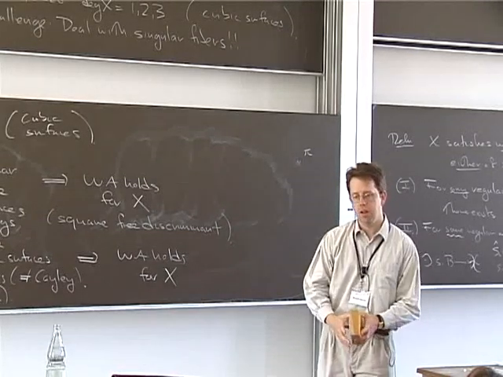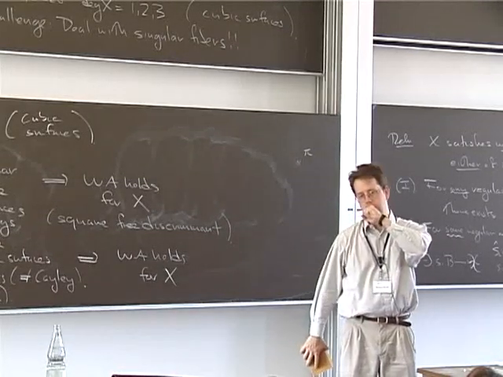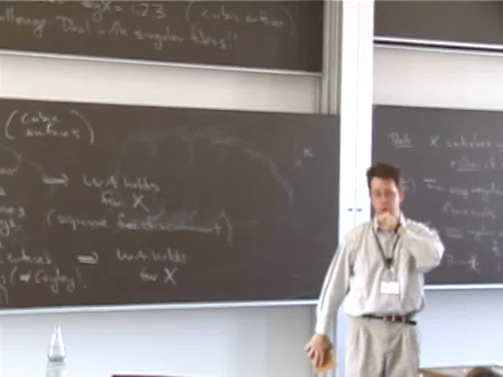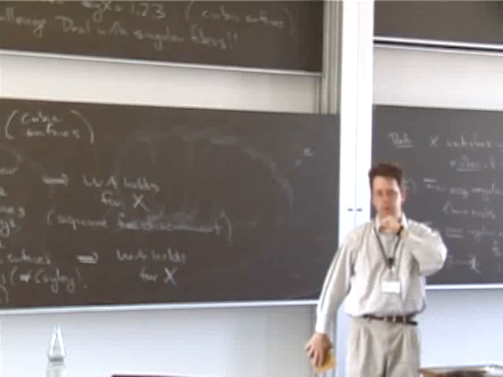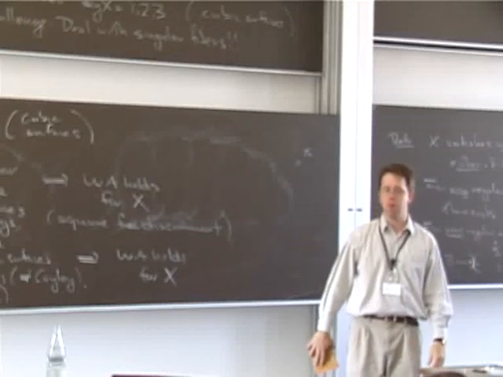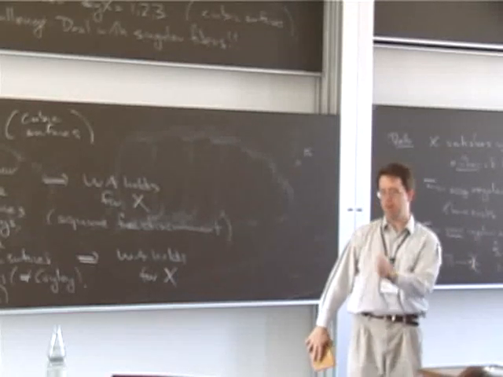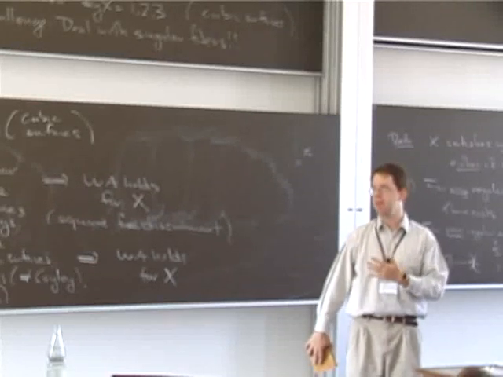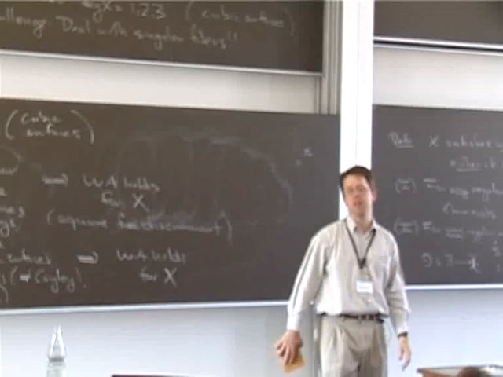Another question. Do you know cases where weak approximation does not hold? Not for rationally connected varieties over function fields of curves. I mean, there are lots of varieties where it doesn't hold, but not for varieties that have some good negativity in the canonical class.